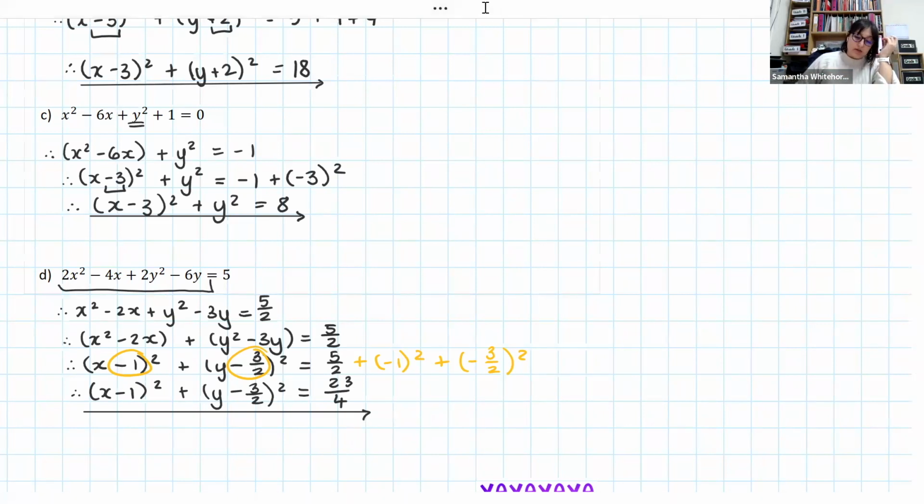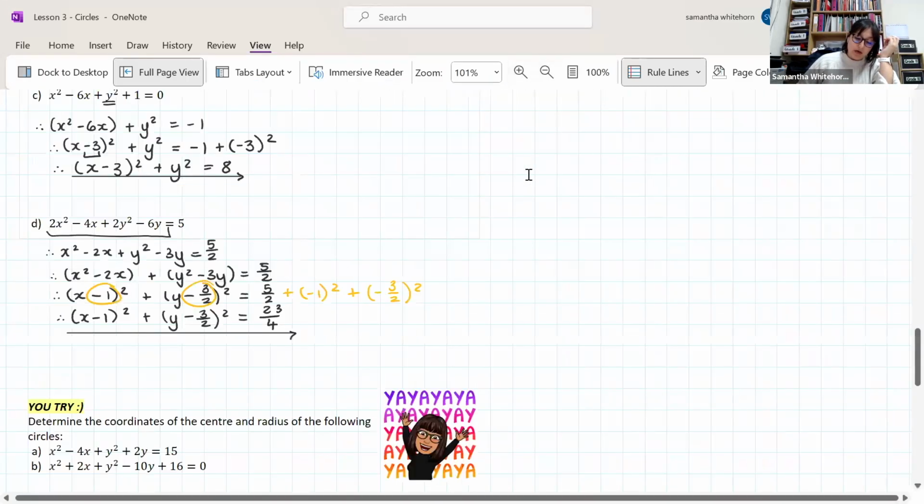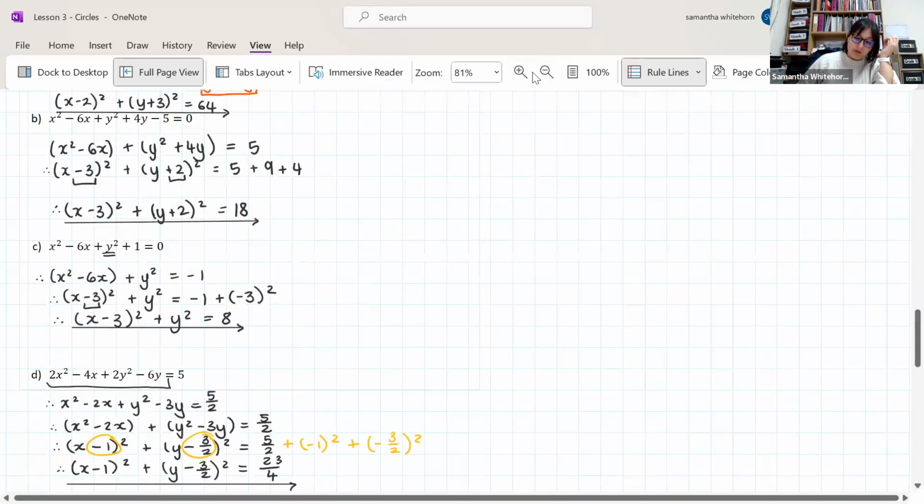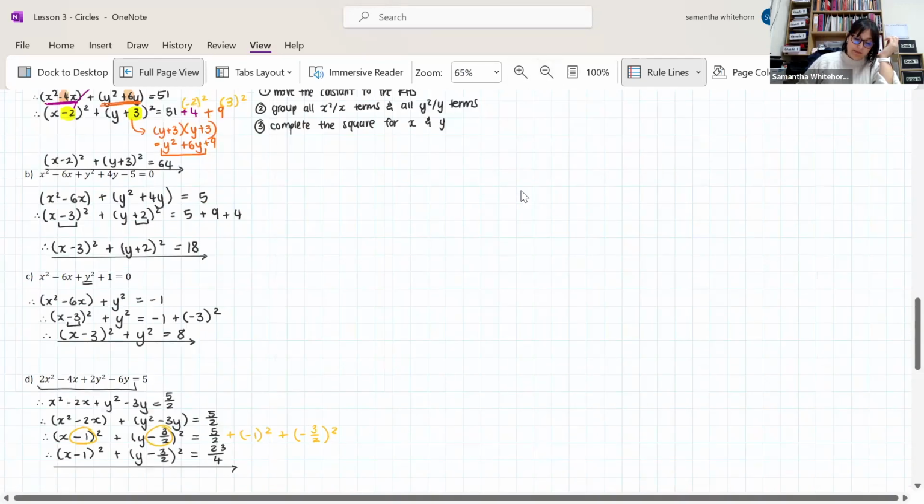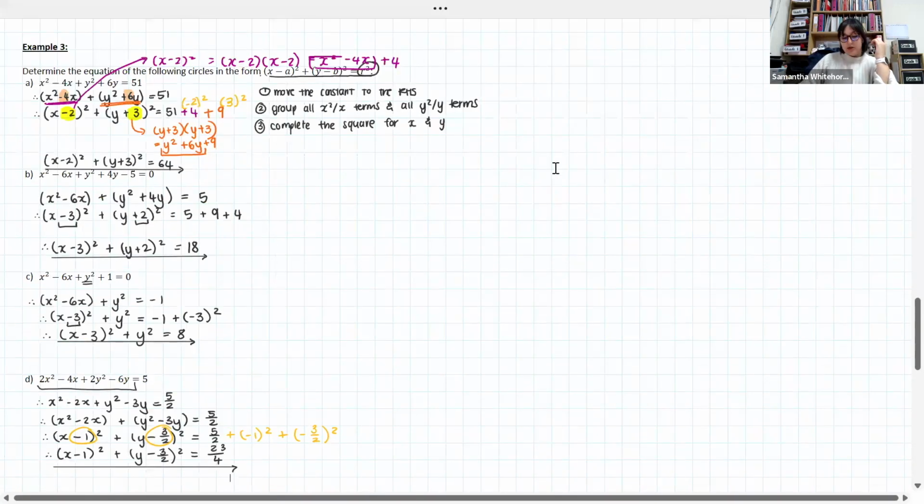All right, so let me just make this a tad smaller. Right, so take your screenshots of example 3, and then you're going to try by yourselves.